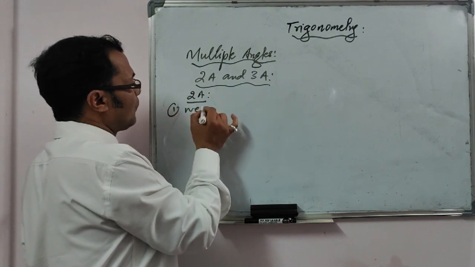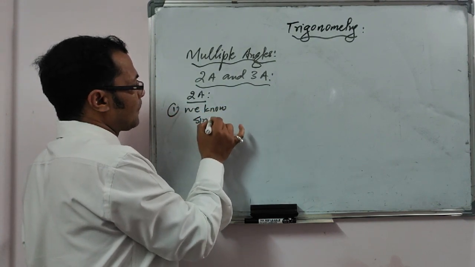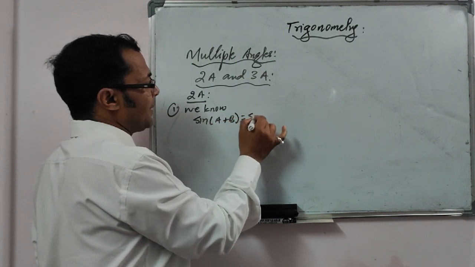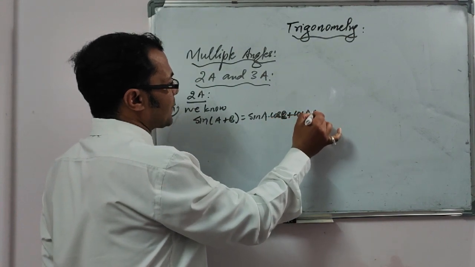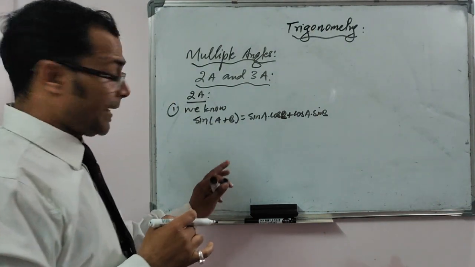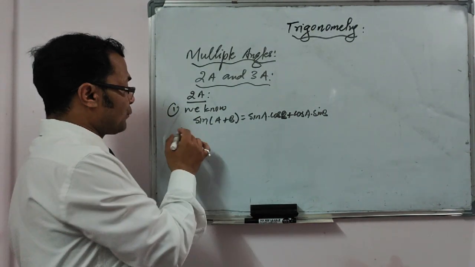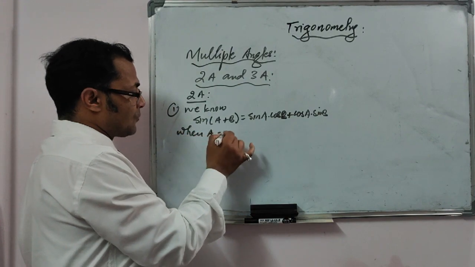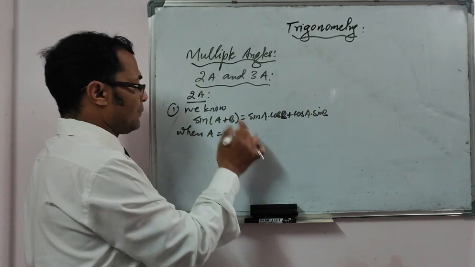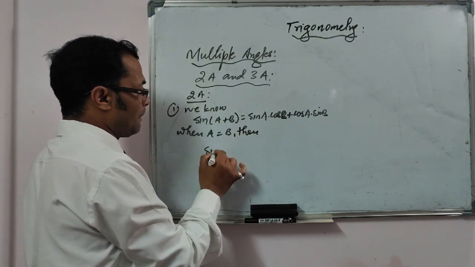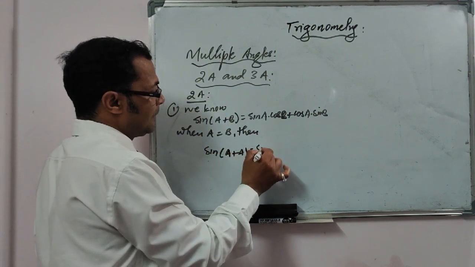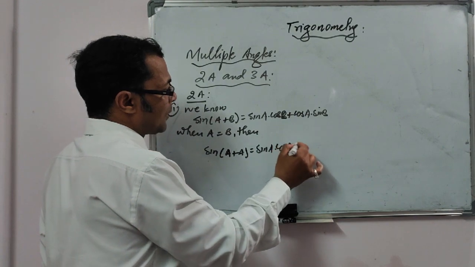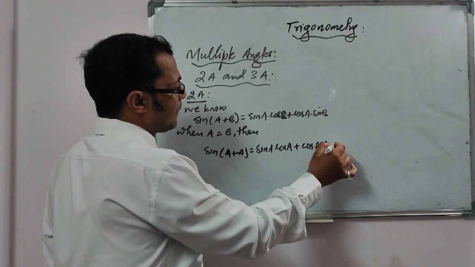See carefully, we know sine a plus b equals sine a cos b plus cos a sine b. I just discussed this formula just before. So what we do is, when a equals b, just imagine if a and b are equal, then we can write a in place of b. So sine a plus a is sine a cos a plus cos a sine a.